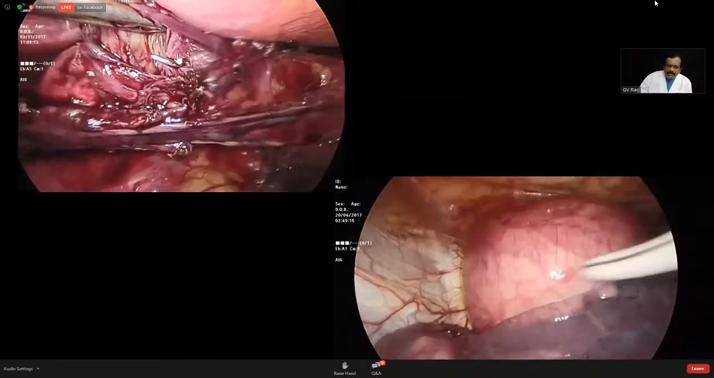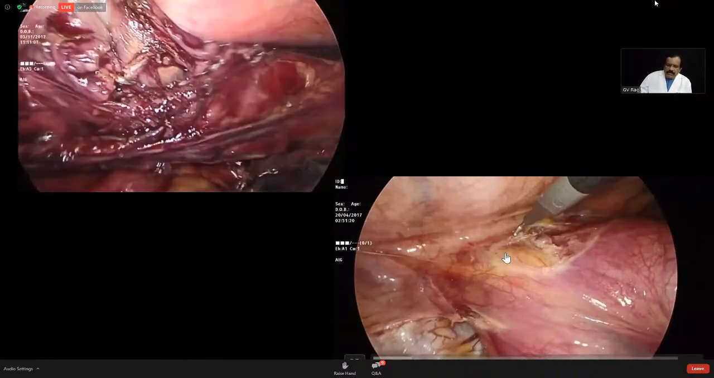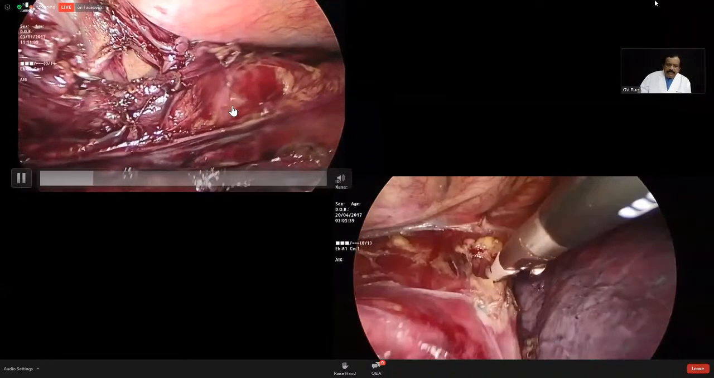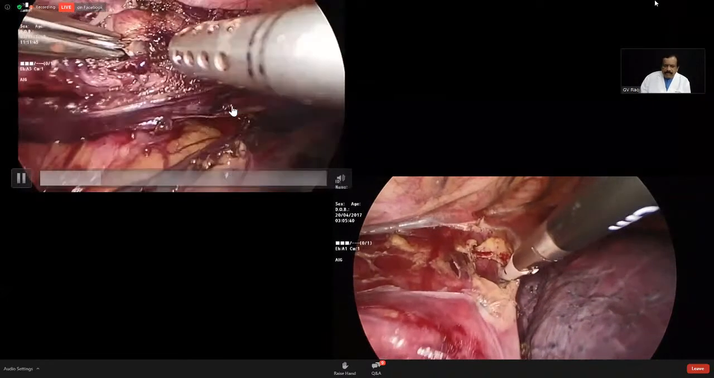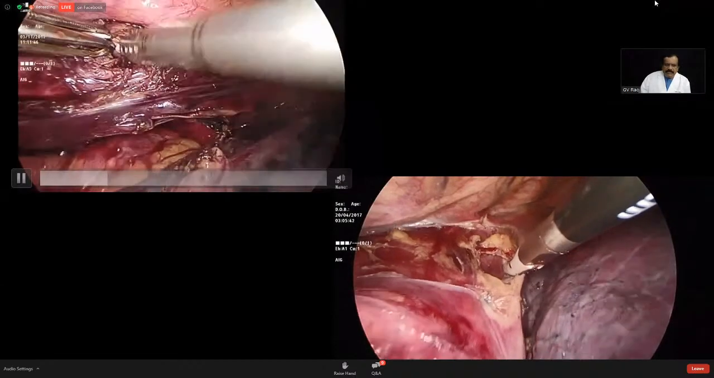Likewise, there are several procedures which cannot be done endoscopically, like this denture, which was impacted in the esophagus, or this large esophageal diverticulum. Sometimes it is very difficult to do it endoscopically in spite of every possible expertise that we have.